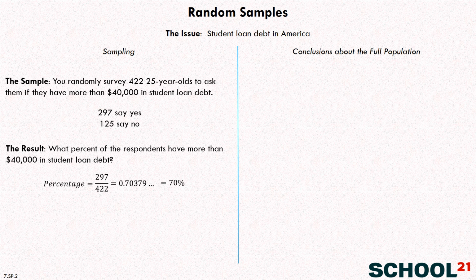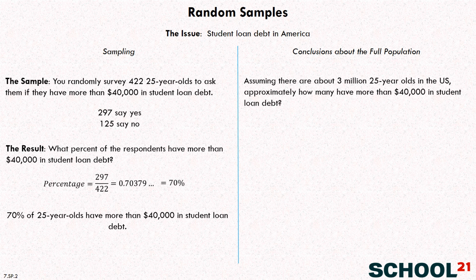That's right, it's 70%. So now we can draw a conclusion that 70% of 25-year-olds have more than $40,000 in student loan debt. Okay? Now, how many would that actually be? We only took a small sample of 422, but assuming this was a representative sample, how many 25-year-olds have that much debt? Well, let's go ahead and take a look here.